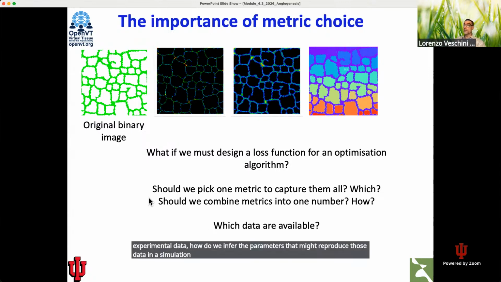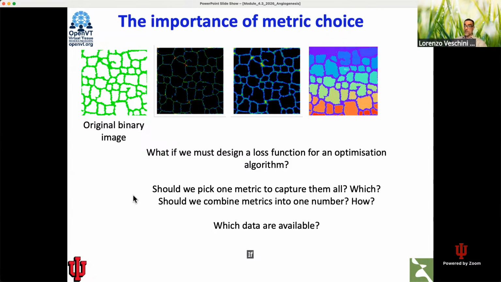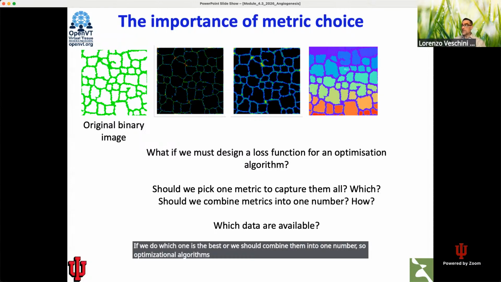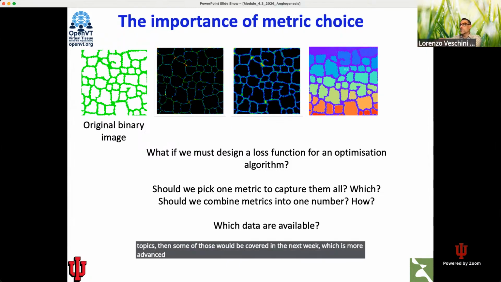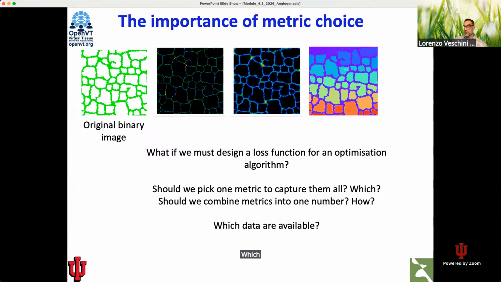And so when we do that, we need a metric or more. And then should we pick one to capture them all? If we do, which one is the best, or should we combine them into one number so optimization algorithms work better? These are interesting topics, and some of those will be covered next week, which is more advanced. But this tells you how important it is, even when you're starting to build a model, which metric you will use to measure it. And this is often dictated by which data you have available.